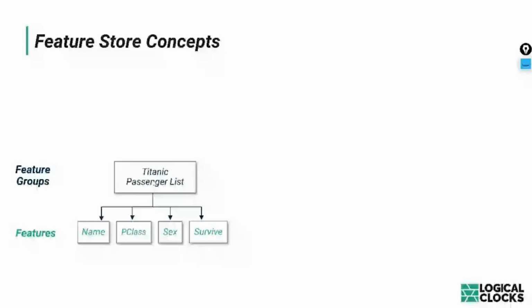So these things are called feature groups, and what a feature group is, it's basically a set of features that are computed together. Now, I have an example here. This example is the Titanic passenger list. It's a well-known problem in data science.